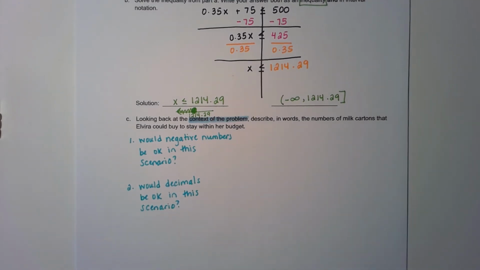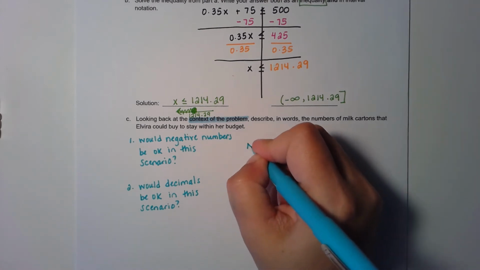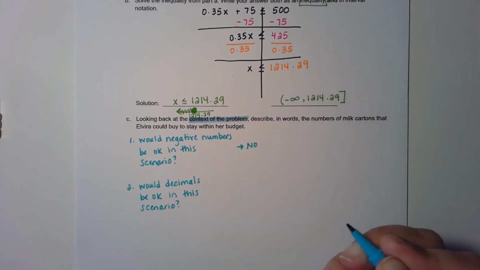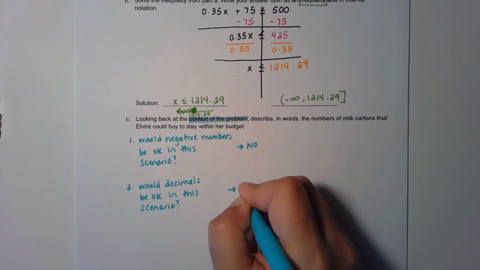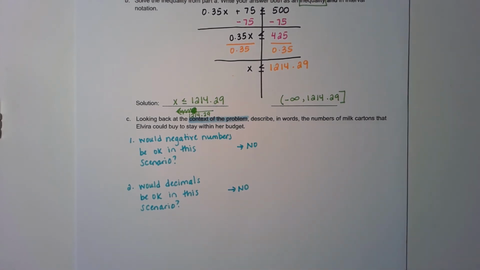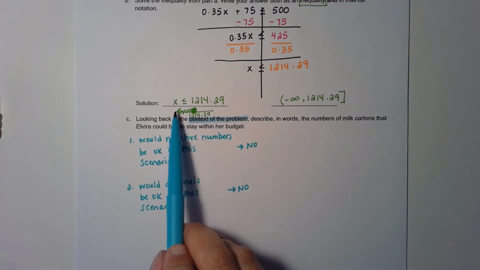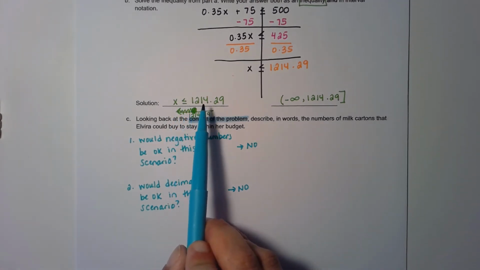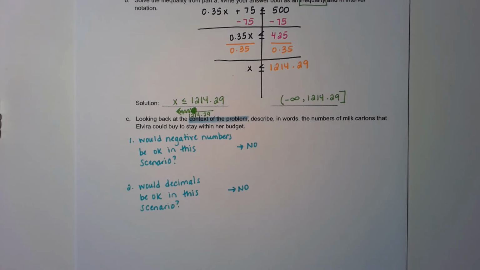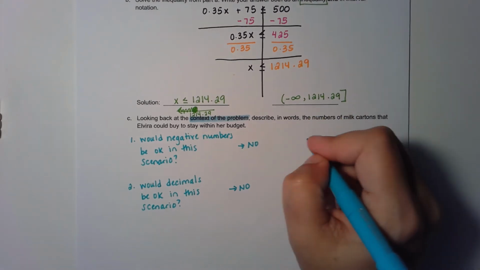So in this case, would negative numbers make sense in this scenario? The answer would be no. And would decimals make sense in this scenario? The answer would be no. Now, by saying x is less than or equal to 1214.29, we are technically saying that negatives and decimals are okay. So what we need to do in part C is clarify that what we really mean here is only positive numbers and only whole numbers of cartons of milk. Can't have decimals.